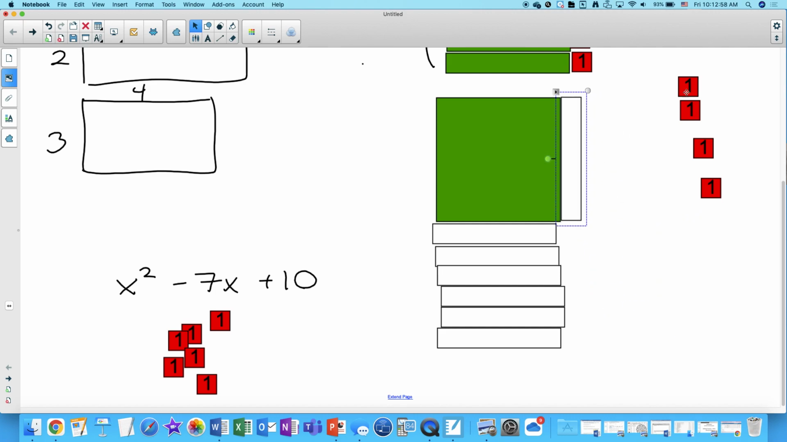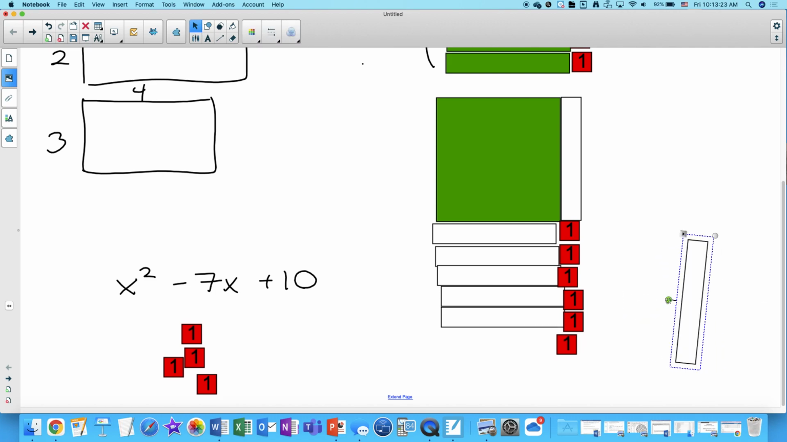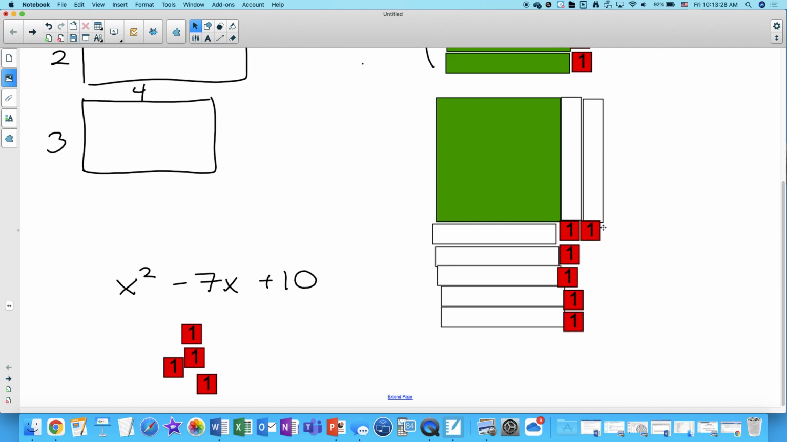Now if I try and fit the ones in, 2, 3, 4, 5, 6. Okay, so that's not going to work because I still have 4 ones to fit in. So what do you think I could do next? Still have these 4 leftover ones. Let's try this. Okay, so now I could put 1 here. Yeah, and now there's space for these extra 4 ones, and they fit into a rectangle perfectly.